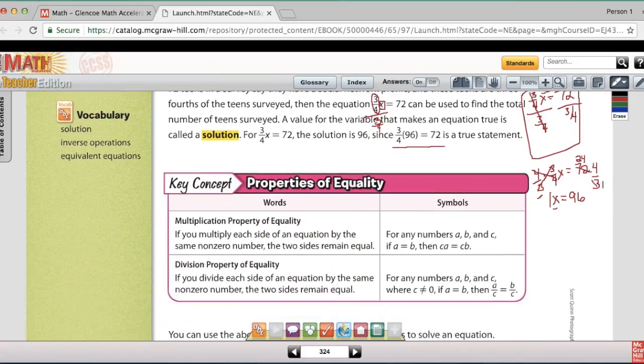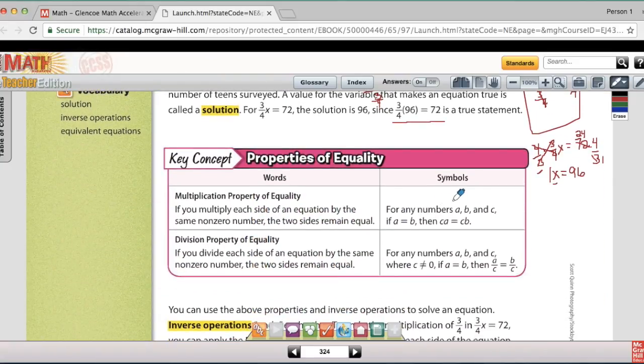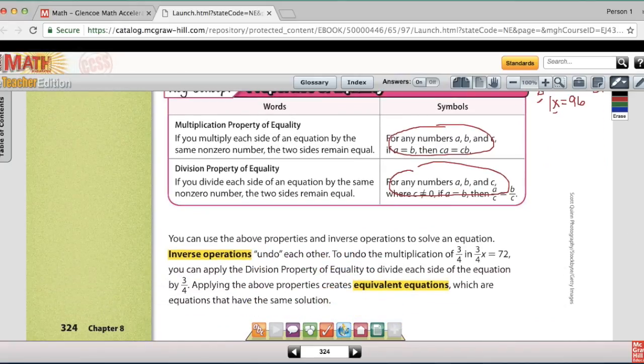Let's scroll on down here to the key concept. Please remember to fill in this on your note sheet. The algebraic way, or the symbolic way of explaining the multiplication property of equality and the division property of equality, not inequality. And then if I scroll down here, we have a couple more vocabulary words. Inverse operations. Addition undoes subtraction and vice versa, and multiplication undoes division and vice versa. And doing that creates equivalent equations so that the equations have the same solution.